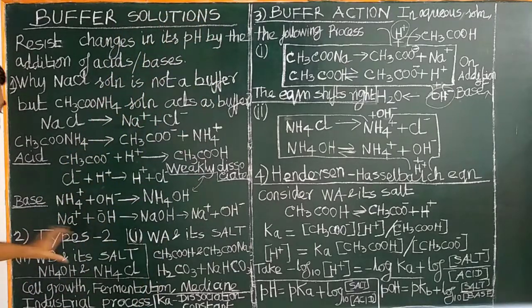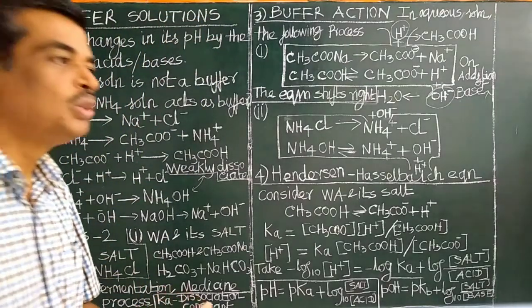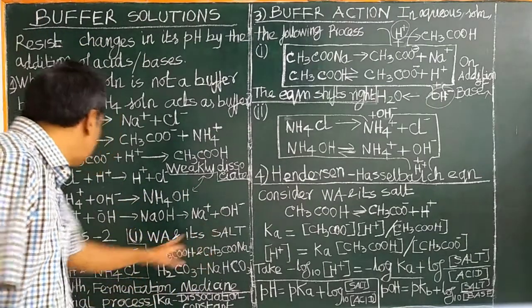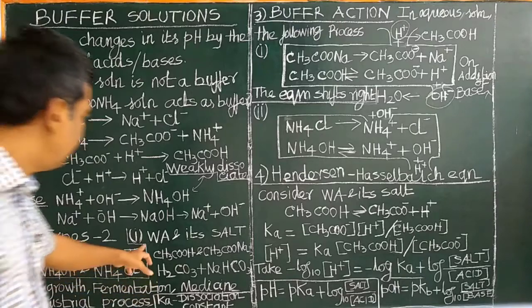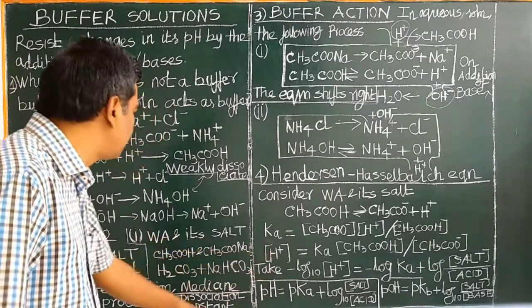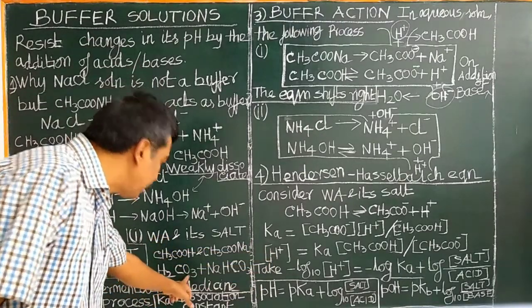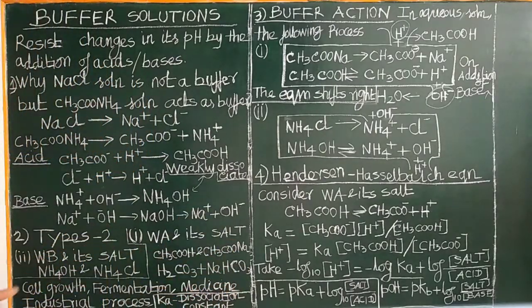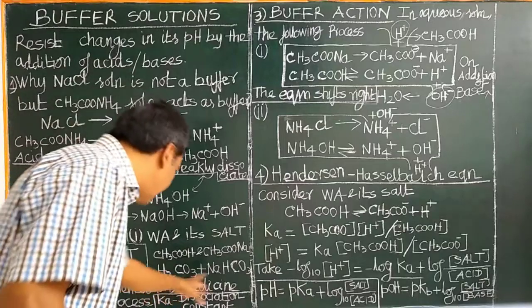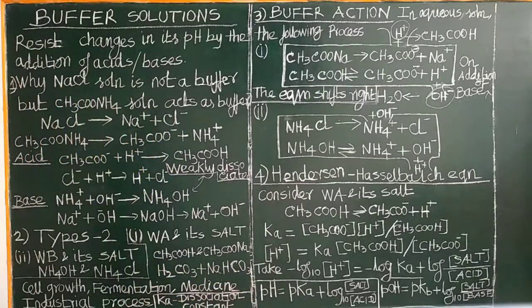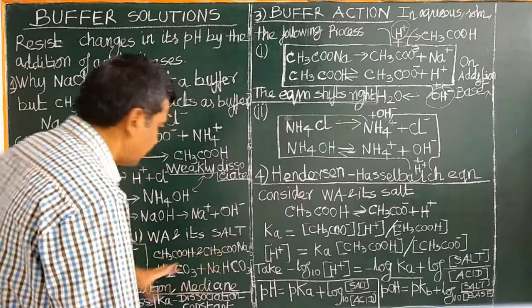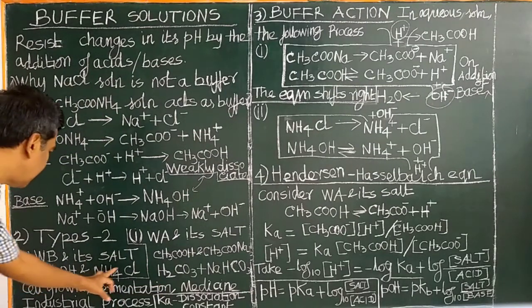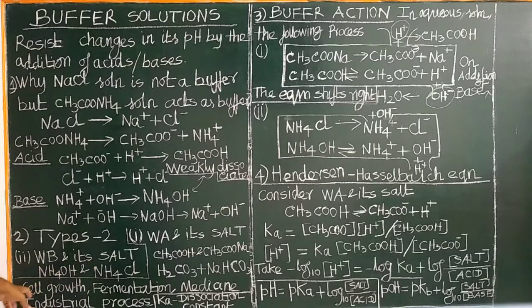Now let us see what are the types of buffer solutions. There are two types of buffer solutions: weak acid and its salt, and weak base and its salt. Weak acid examples are acetic acid and sodium acetate, carbonic acid and sodium bicarbonate. This is the buffer in body fluid and in blood. It is very important to maintain the pH of our body, the pH of our blood. And the other type is ammonium hydroxide and ammonium chloride.